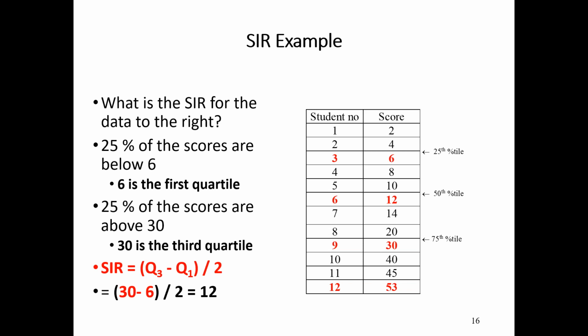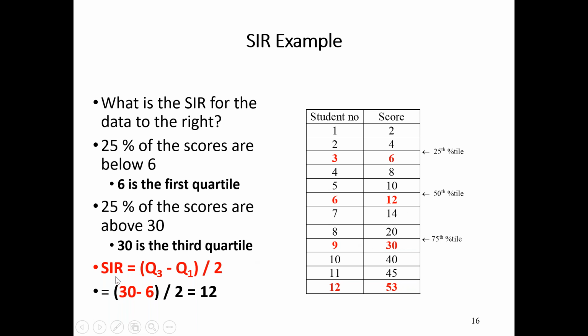Yeah, this is the value on the right hand side. The table is given to you. Let us say the value of the 25th percentile is 6 and the 50th percentile is 12, out of 12 students. So the third value is the score 6, and the middle value, that is for the 6th student, is 12, the 50th percentile, and the 9th value is 30.